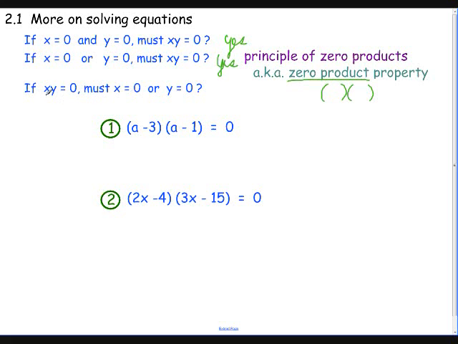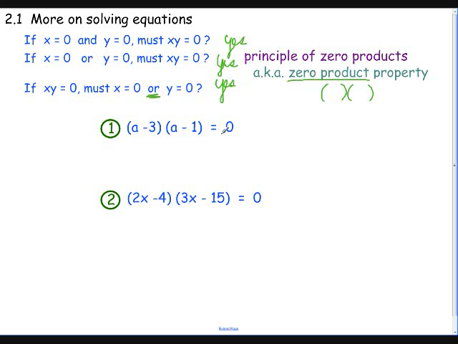If x times y is equal to 0, is it true that x is equal to 0? Maybe. Is it true that y is equal to 0? Maybe. One or the other. So when the question is, must one or the other be equal to 0, your answer is yes.